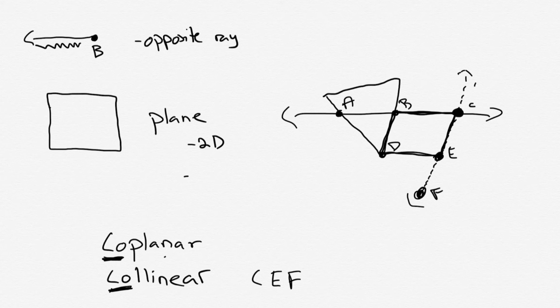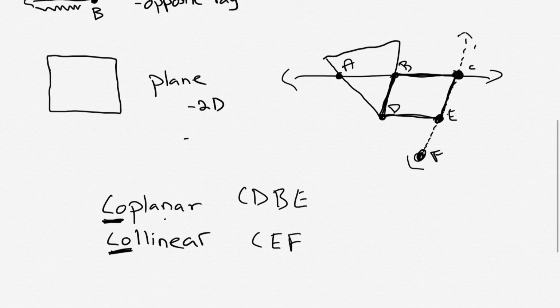Now, coplanar, we drew a plane between C, B, D, and E, so those points, C, B, D, E, are coplanar. But we would not be able to say that C, B, and E were collinear because they're on the same plane, but they are not on the same line, okay?